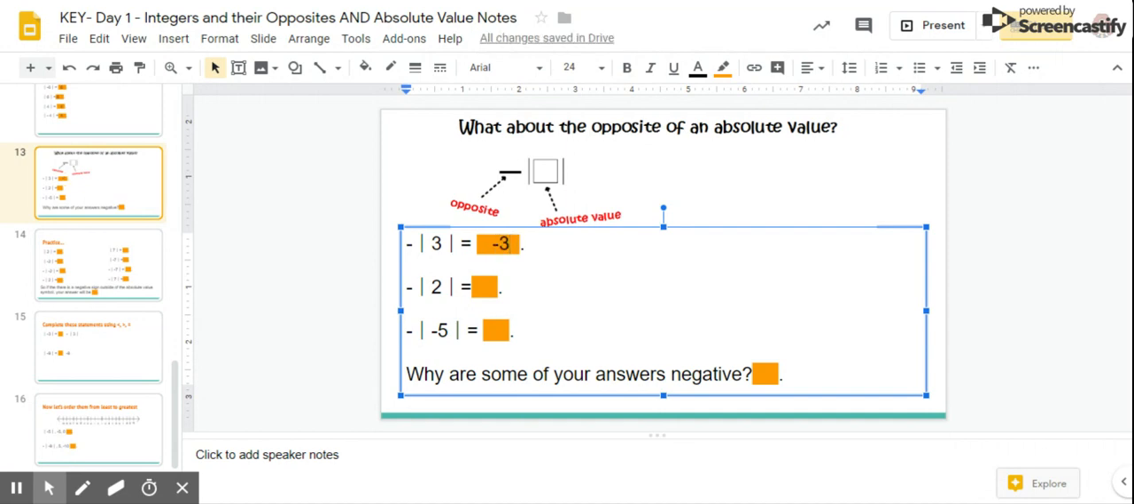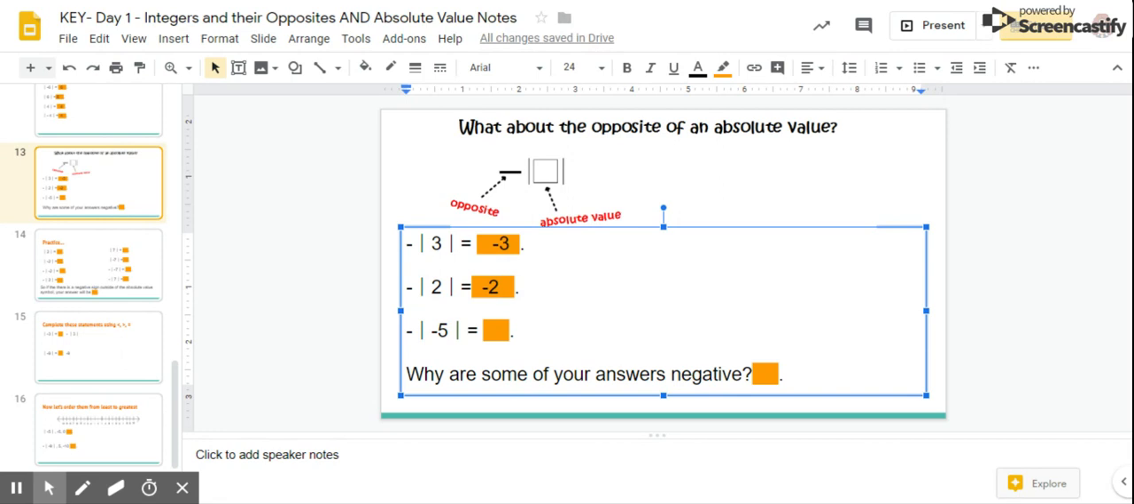I'll explain that one more time. Inside the absolute value bars is positive 3. The number 3 is 3 away from 0, so it's 3. The opposite of that is then negative 3. Same kind of situation with 2. The opposite of the absolute value of 2. The absolute value of 2 is 2, and then the opposite of that is negative 2.